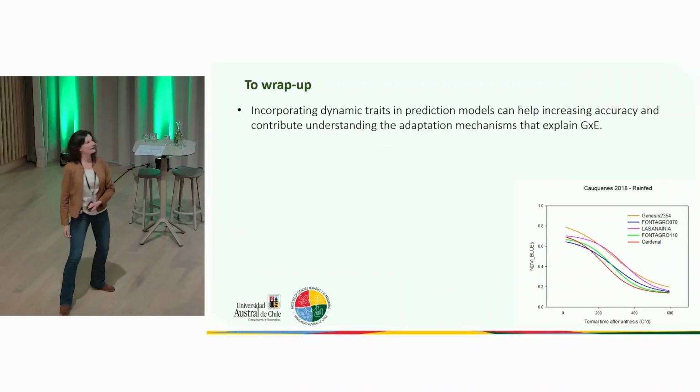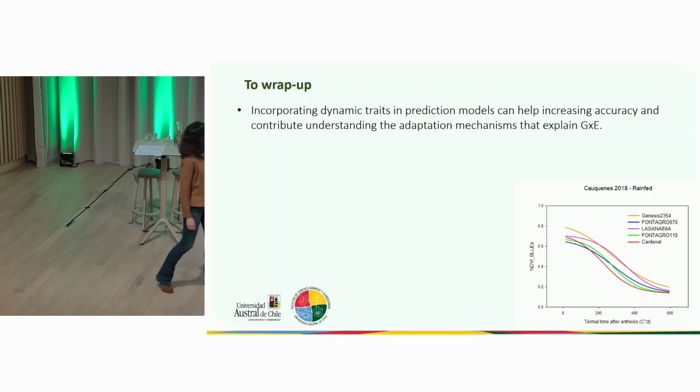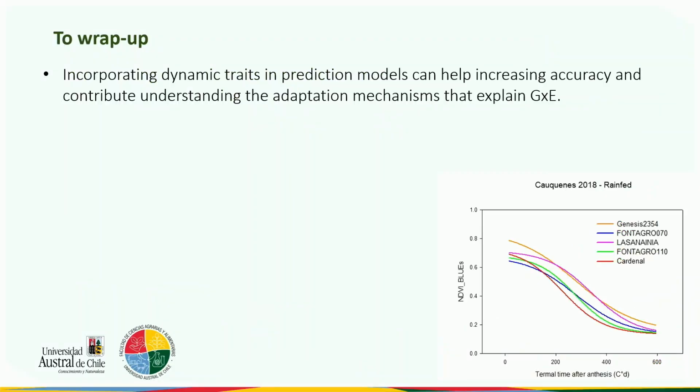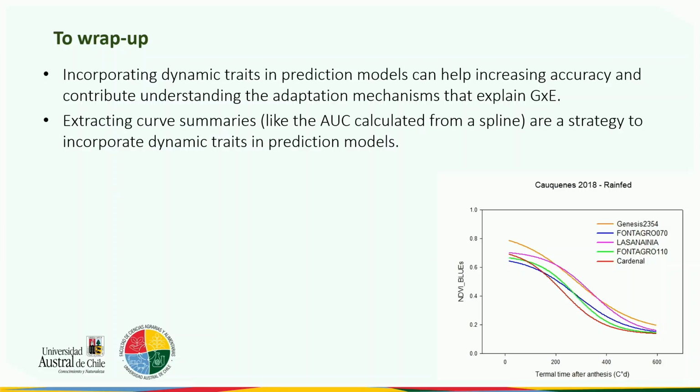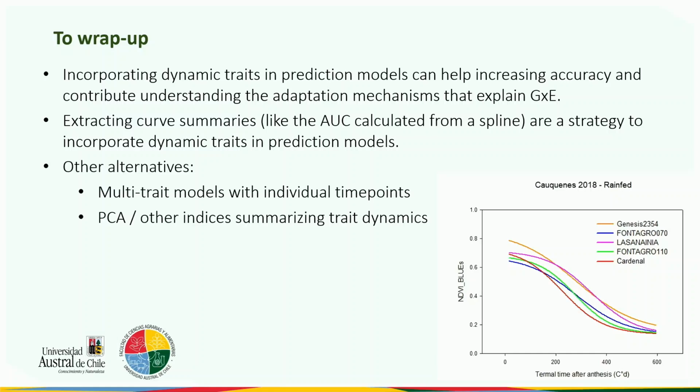So to wrap up, incorporating dynamic traits in prediction models can help increase accuracy and contribute to understanding the adaptation mechanisms that explain GxE. And extracting these summaries is a strategy to incorporate dynamic traits in prediction models. But here I only showed one.